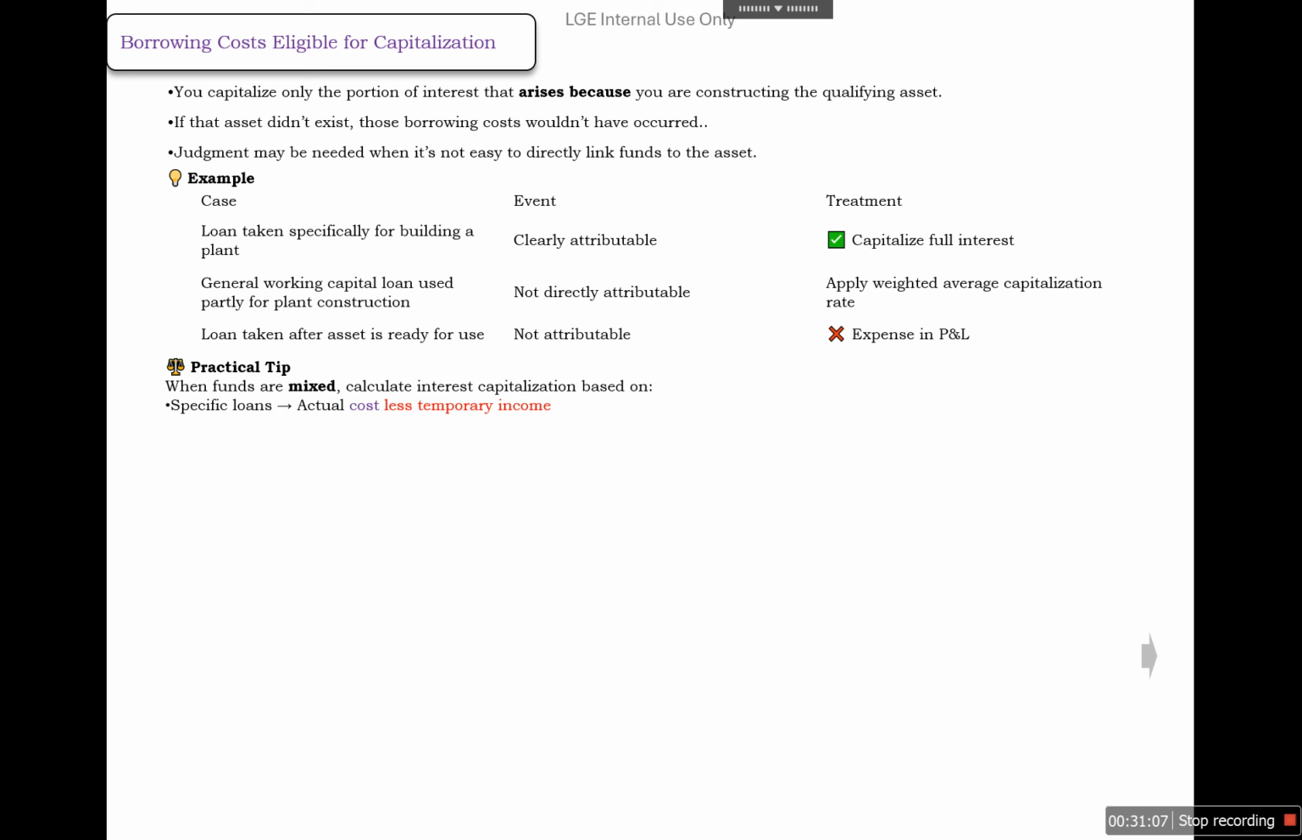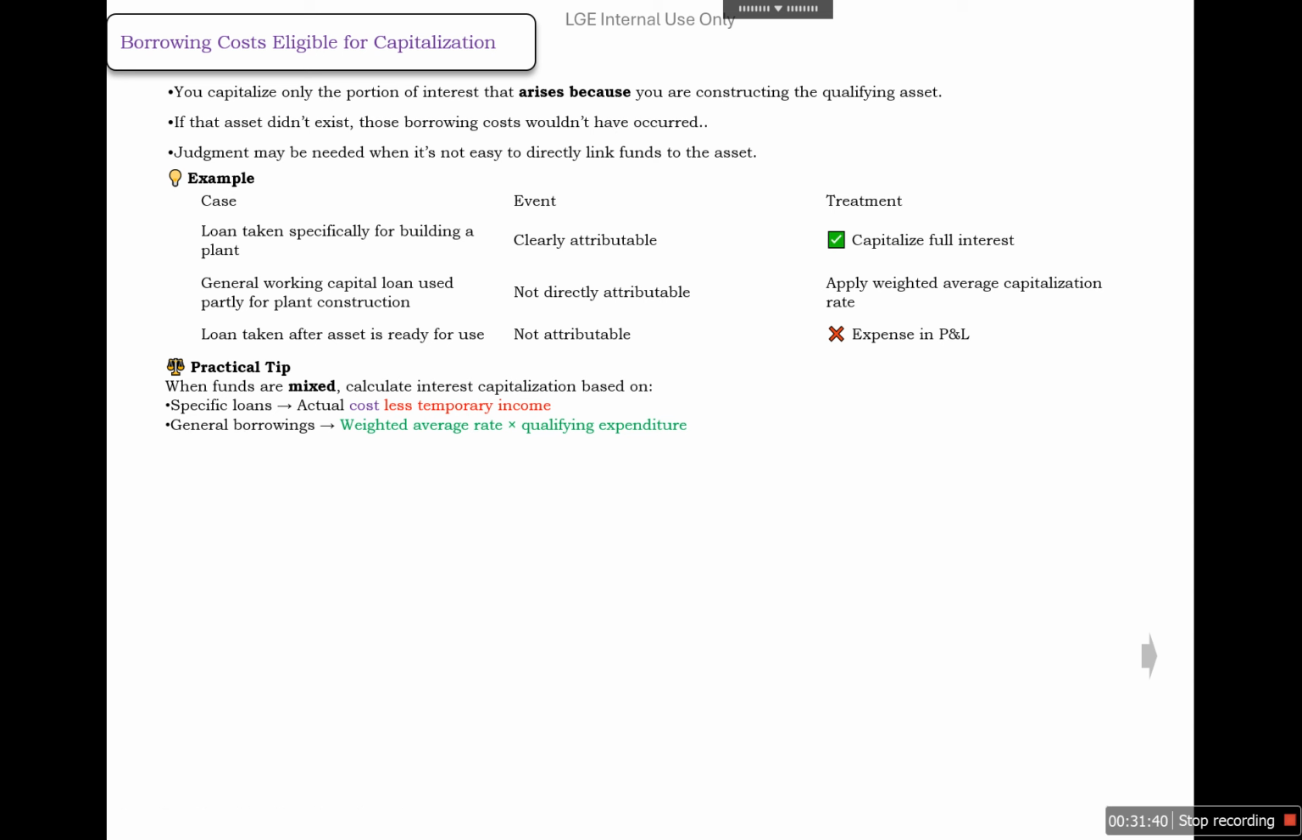So when funds are mixed, we need to calculate the interest capitalization based on the type of funds. If it is a specific loan, it is based on the actual cost less temporary income. And in case of general borrowings, we need to use the weighted average rate into qualifying expenditure. In case of a specific loan for the qualifying asset, we will use the actual cost less temporary income.